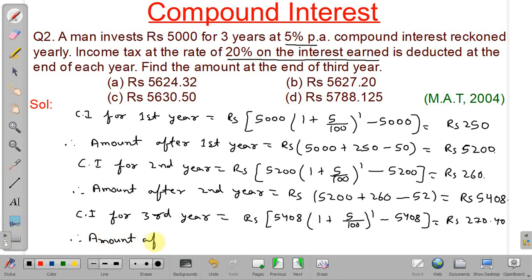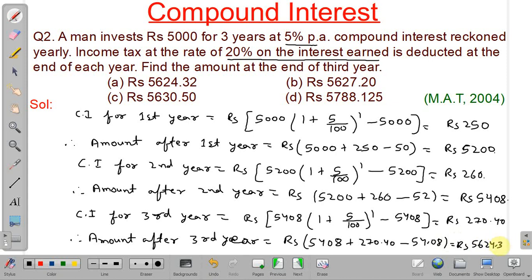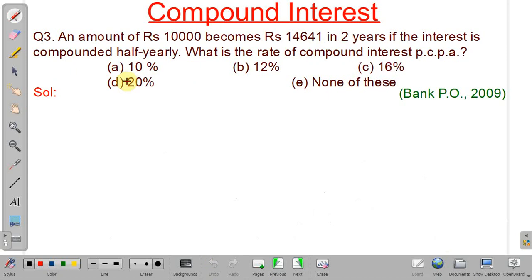amount after third year. So this will be the required amount, and this is equal to rupees 5408 plus compound interest, that is 270.40, and 20% on this will be deducted, and it will be equal to 54.08. So amount will be equal to rupees 5624.32. So our answer will be option number A. We will discuss next problem.